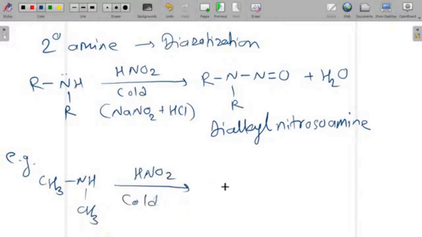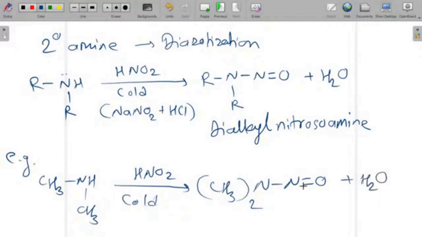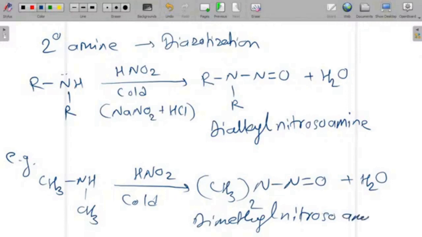The product is nothing but, if I write this product in a different fashion, CH3 two times, because these CH3 groups are two times, N double bond O, dimethyl nitrosoamine plus water molecule. It is dimethyl nitrosoamine. Understand this?